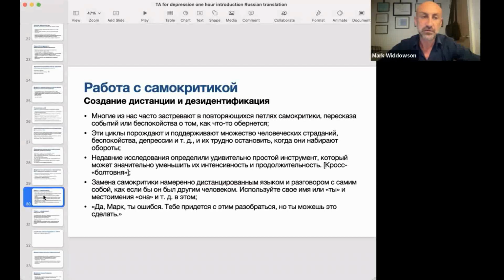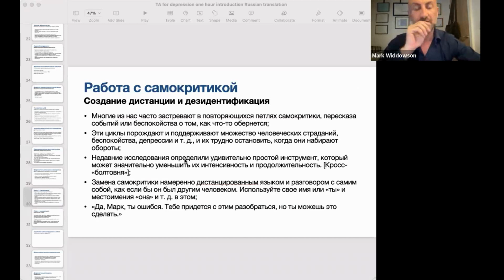So there are a number of ways we can work with self-criticism, but one of them is to create some distance from it. Now, a very simple tool has been developed in research by a researcher called Cross, and they referred to this criticism as chatter. They suggest that the therapist, or anybody who's been self-critical, shifts the language they're using in their head, as if they were talking to another person. So putting it in the third person.